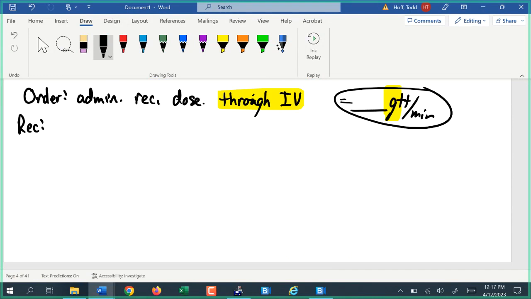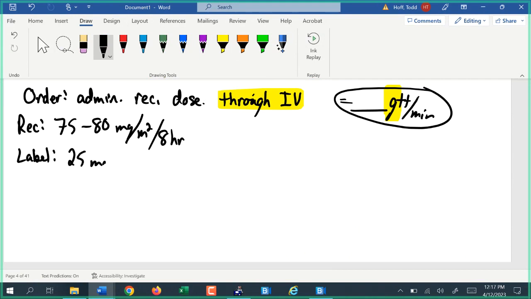The recommendation given is 75 to 80 milligrams per meter squared every 8 hours. Because this is IV, that 8 hours is going to play a much more prominent role in this calculation. Our label is: this is constituted 25 milligrams in 12 milliliters.